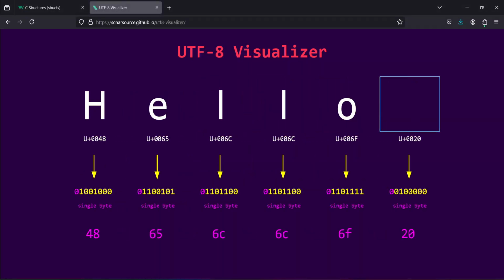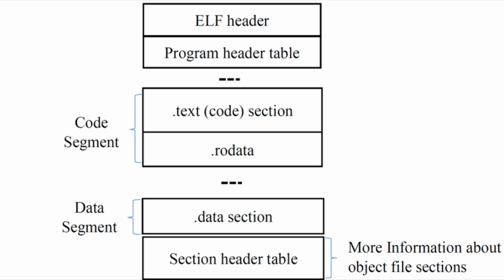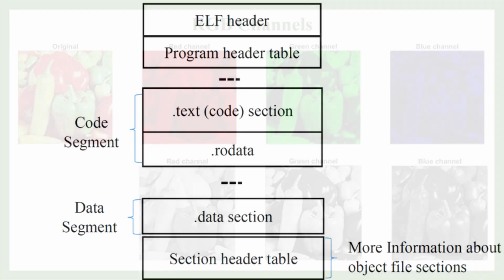Text files, for instance, are usually UTF-8 encoded, and every byte in the file corresponds to an ASCII character. Executables are a bit more interesting. They consist of headers and data segments and all of the opcodes to be executed in the program.